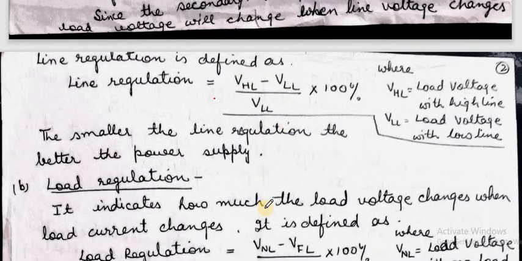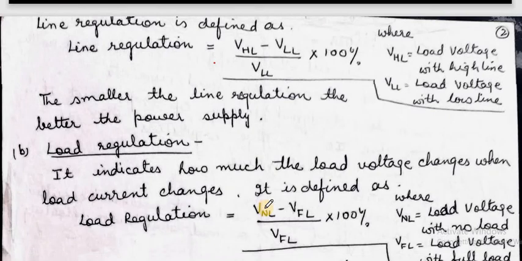Next is the load regulation. This load regulation indicates how much the load voltage changes when the load current changes. Why will the load current change? Whenever the load changes, the resistance of a different load is different. In turn, the load current also changes. So with the change in load current, there is a change in load voltage. How much change is occurring due to the change in load is indicated by load regulation.